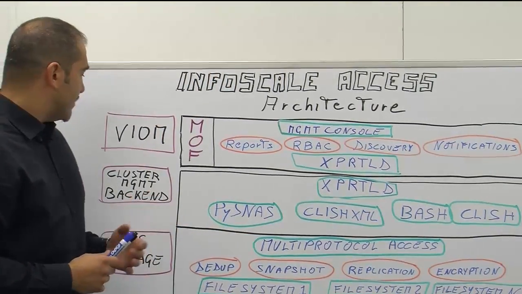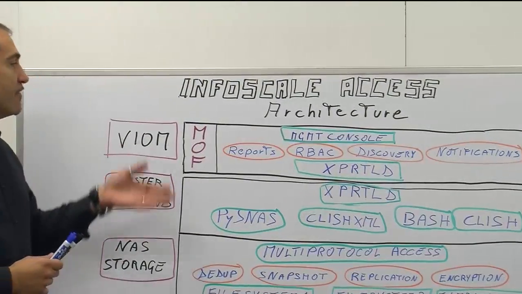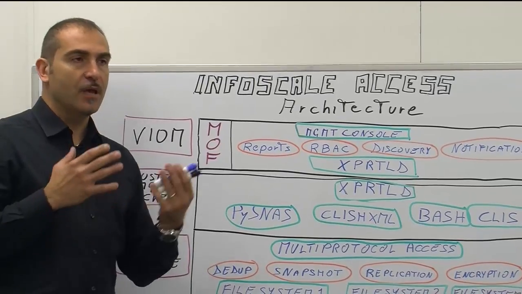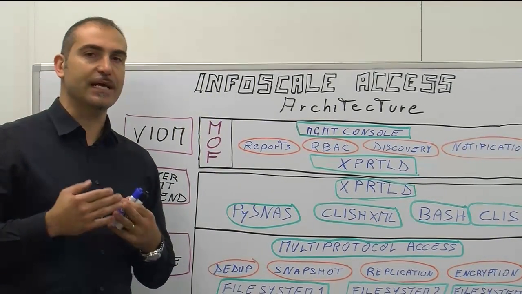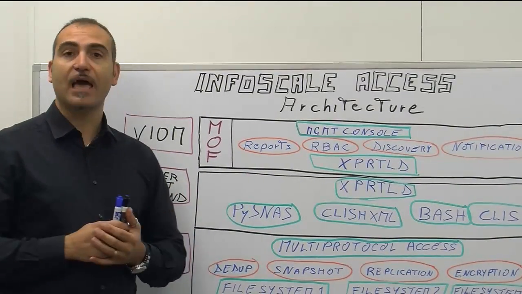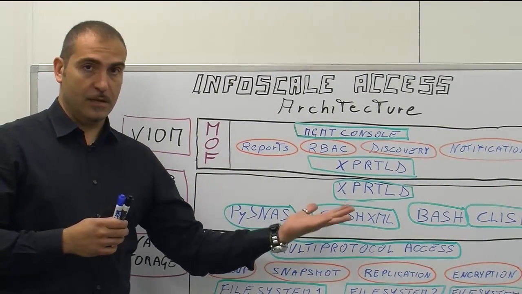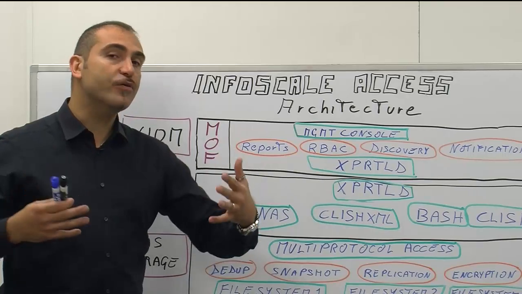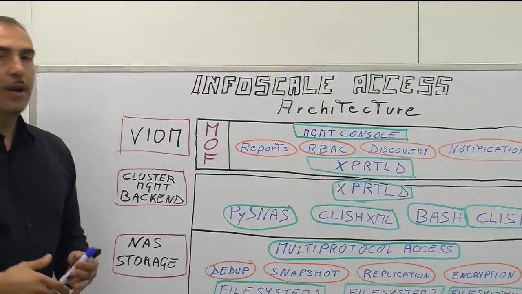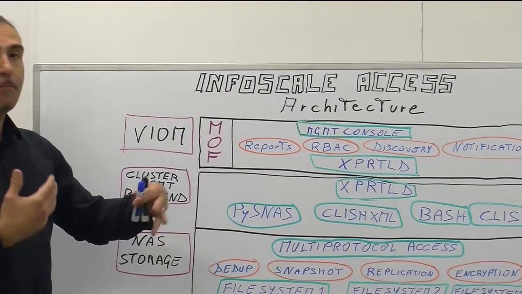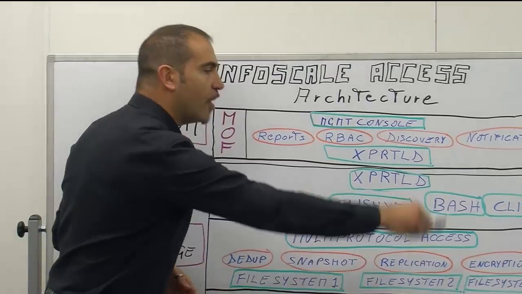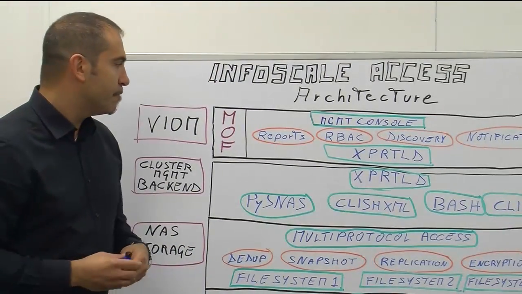On top of the cluster management backend, we have VOM. And now you know that VOM uses a specific daemon, a specific service, XPRTLD, to communicate with the managed hosts. Now, in InfoScale Access, the nodes in InfoScale Access are the managed hosts for VOM. So we will have this module that will let VOM communicate and manage with the user interface, with the graphical user interface, the rest of the InfoScale Access cluster.